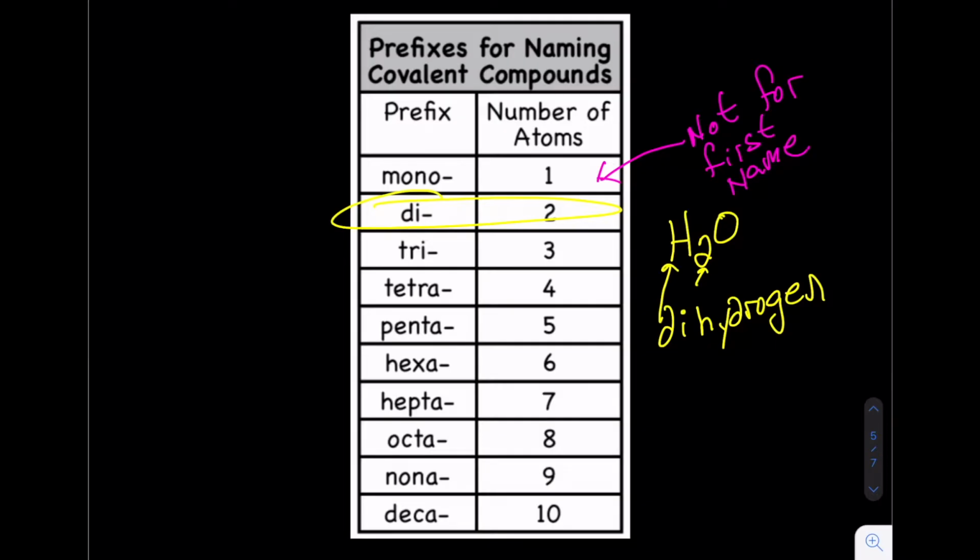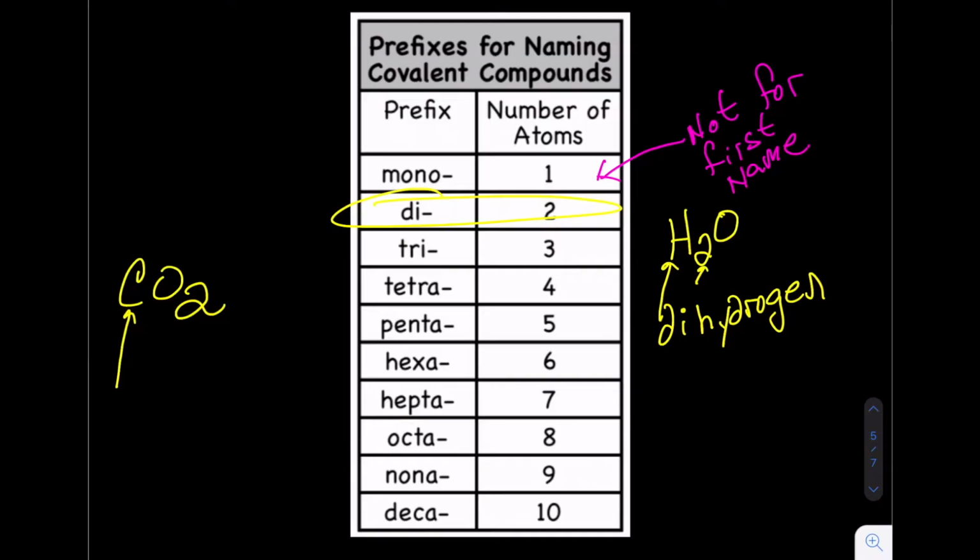Okay. What if we had, let's try another one, CO2. Again, we're just looking at the first name. So we look on the periodic table to see what that C is, and the C is carbon. There's only one carbon, which might make us feel like we should use mono, but remember, we don't use mono for the first name, so the name is just carbon.